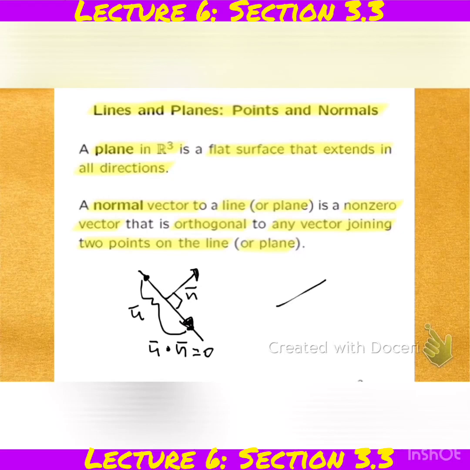And then in a plane, again, if you look at any 2 points on the plane, and you look at the vector joining those 2 points, then a normal vector is the vector that is always going to be orthogonal to any such vector joining 2 points there.